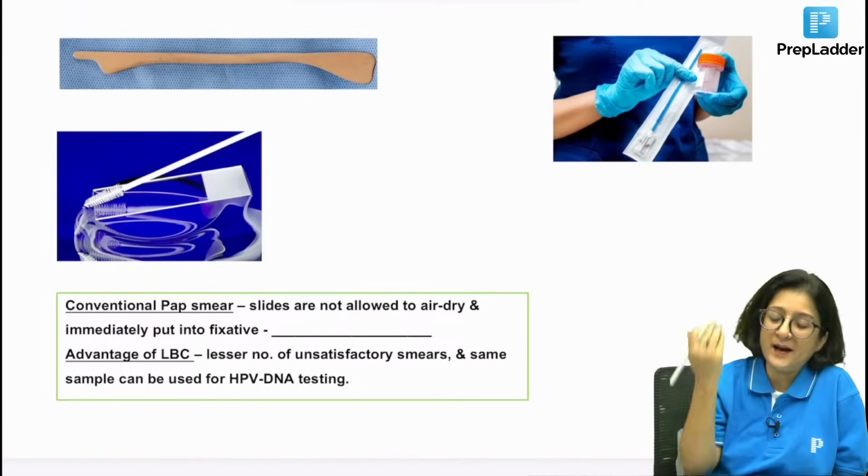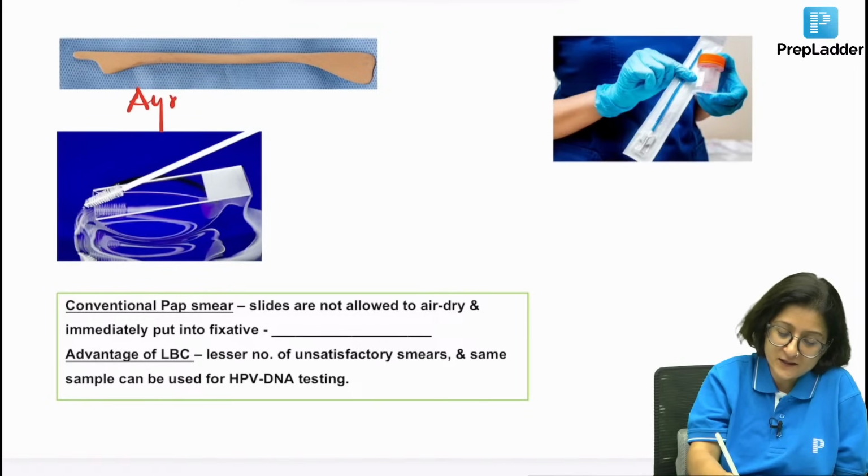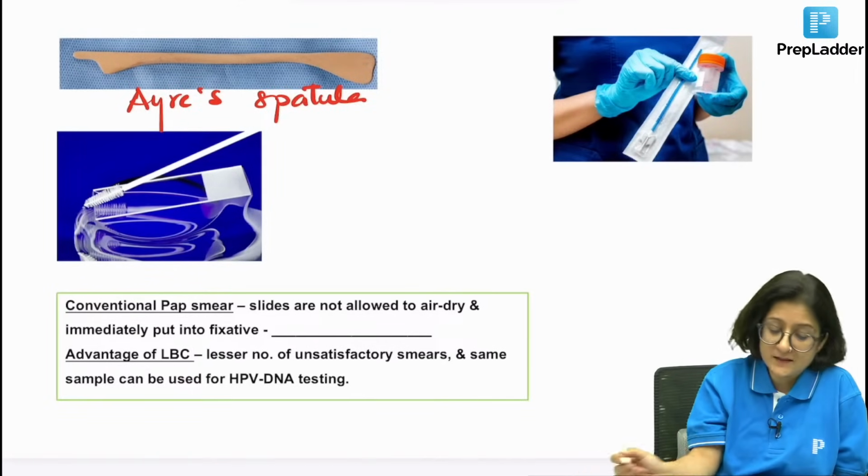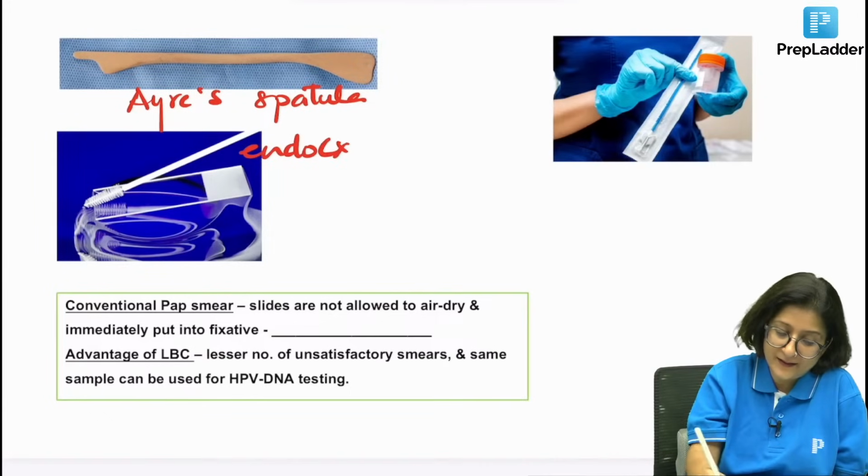So this is all pap smear apparatus. So this is the Ayre's spatula. We can have wooden spatulas. We can have plastic spatulas also. This is the endocervical brush.